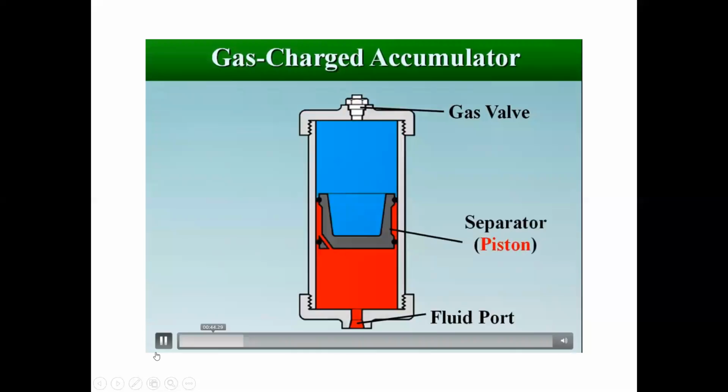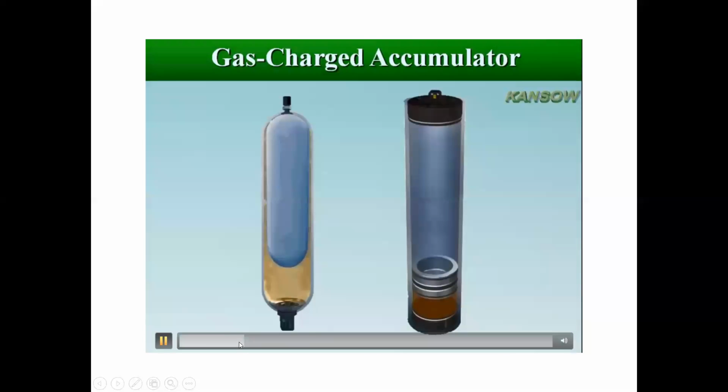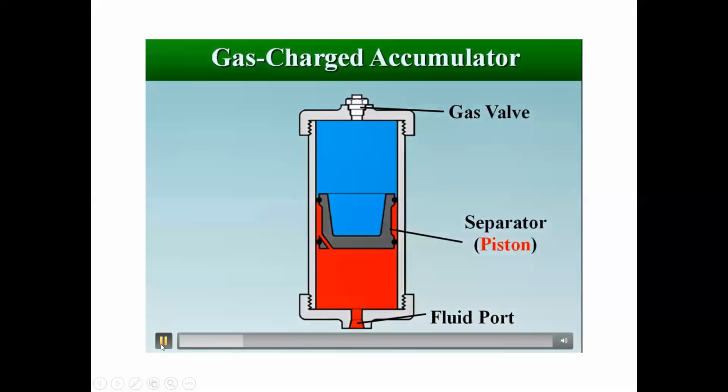This is the piston type. As the volume of the compressed gas changes, the pressure changes. This is the piston type gas charge accumulator. In here, a piston is used to separate the gas and the oil, like this diaphragm type.